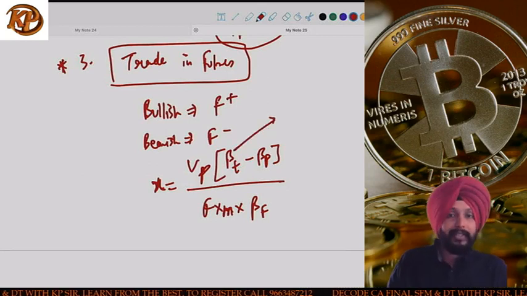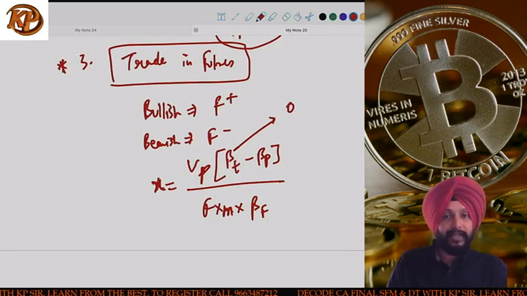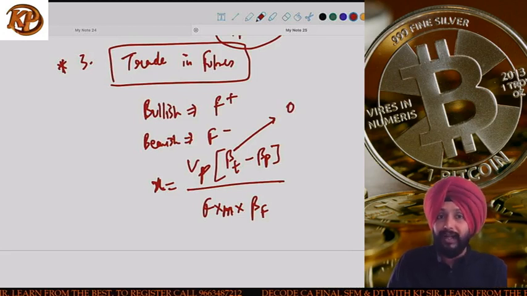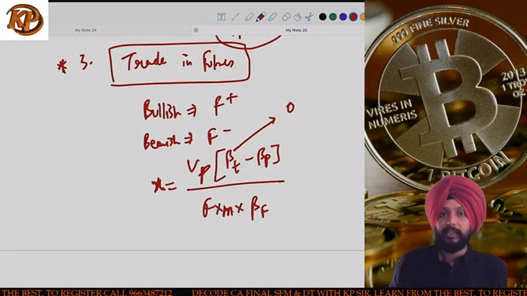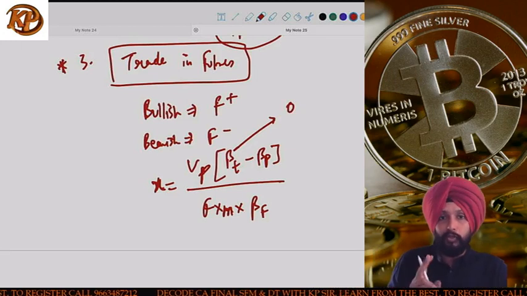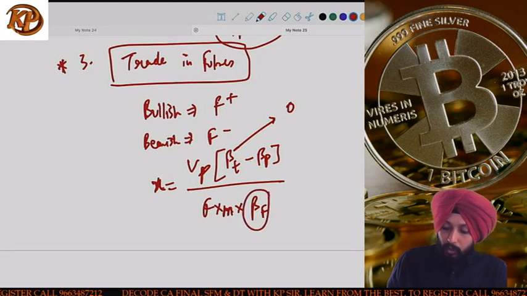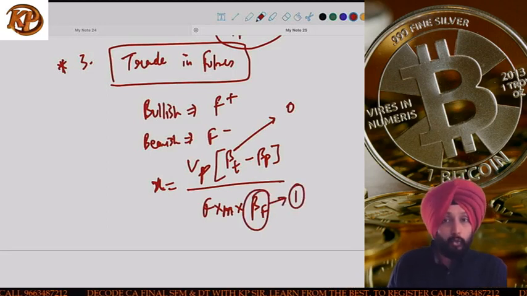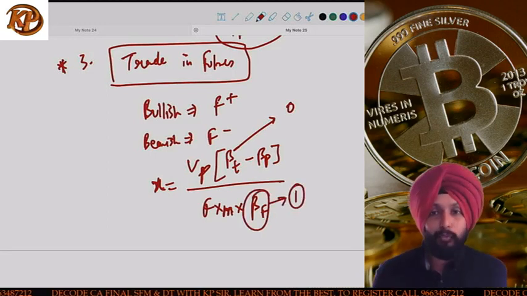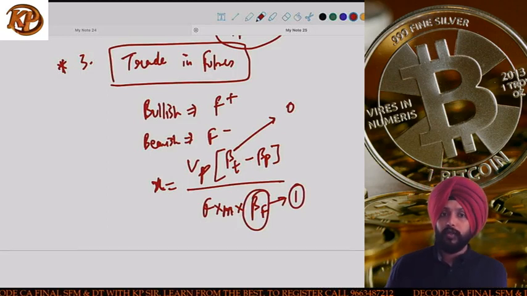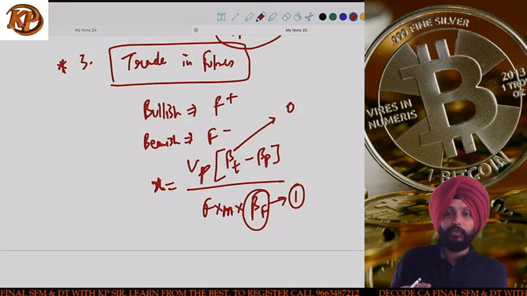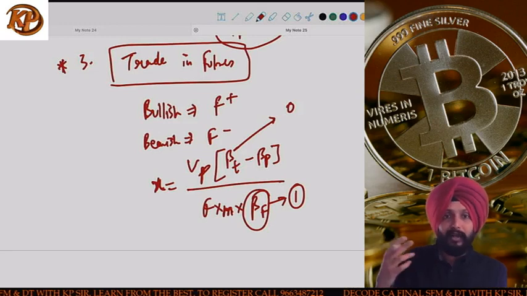I told you certain things. If they don't say anything, take target beta as 0. If they say completely hedged portfolio, take target beta as 0. And for the beta of the futures, if nothing is said, we take it as 1. So this is the formula which we use for calculating the number of future contracts that we should take for achieving the target beta.